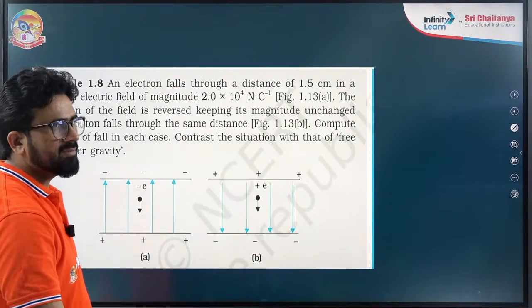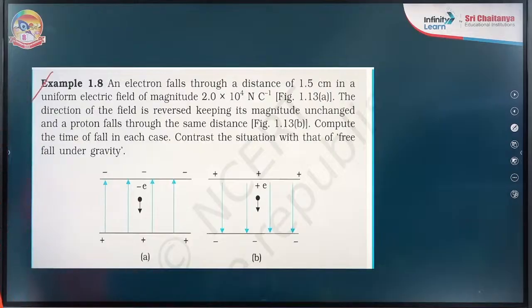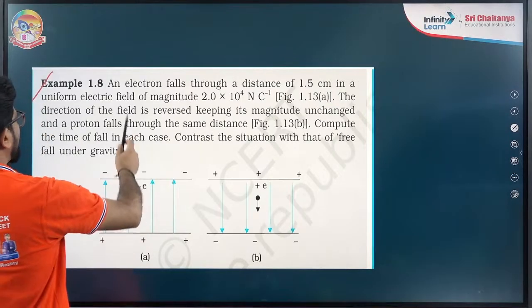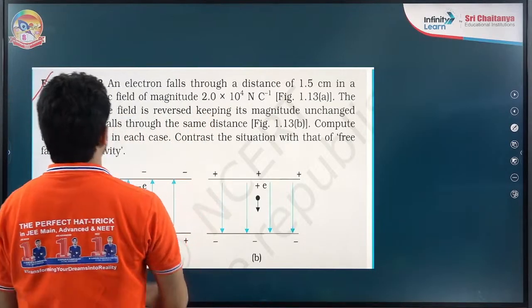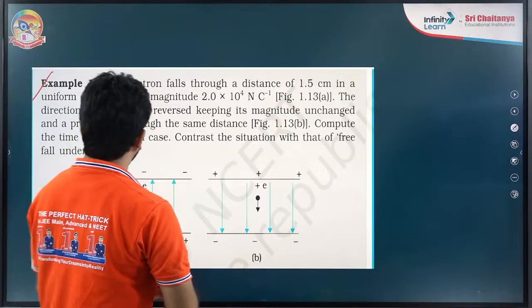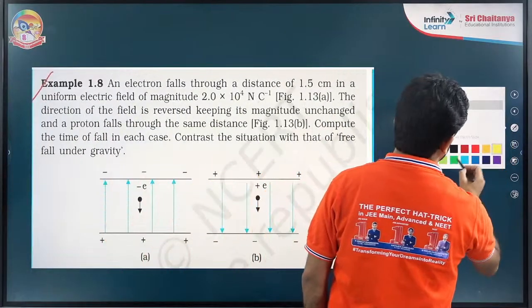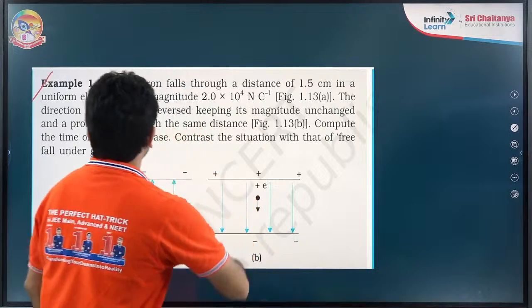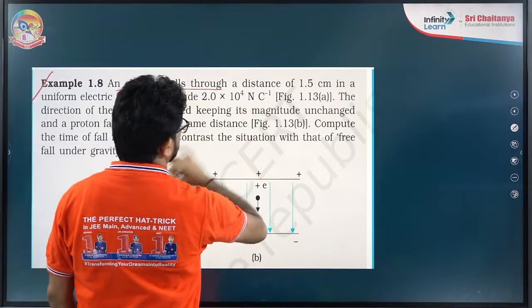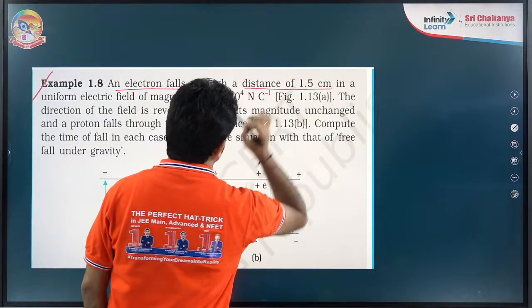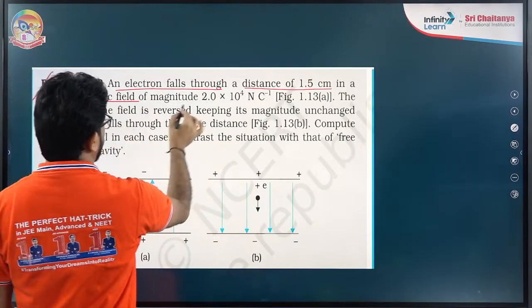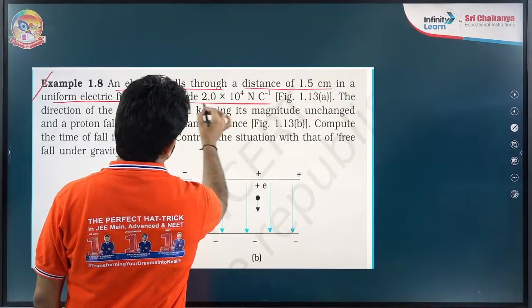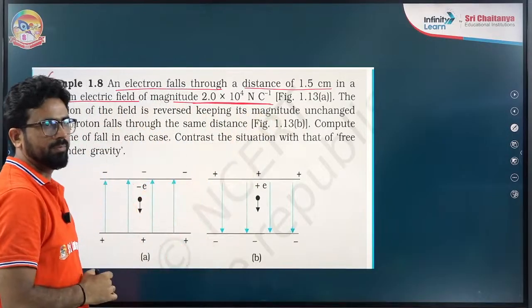It is another question from your NCERT only. We have copied from there and we will understand it. An electron falls through a distance of 1.5 centimeter in a uniform electric field. Okay, you can check it. The magnitude is given to you: 2 into 10 to the power 4.